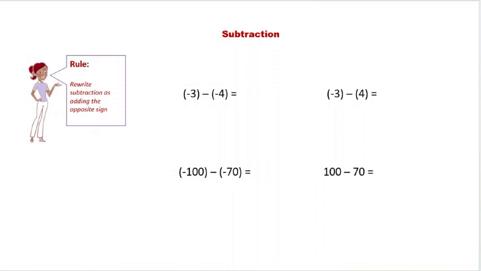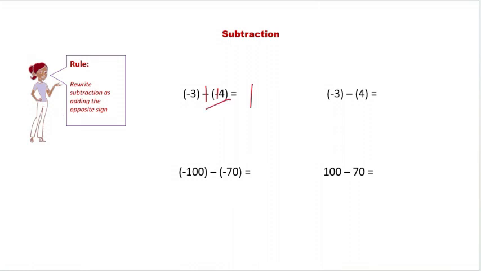So we have negative 3 minus negative 4. So we're going to make our subtraction an adding of the opposite. So we're going to make that negative 3 plus 4. So we would get the answer of 1, because then we would resort back to subtracting the two numbers and then putting the sign of the largest number.